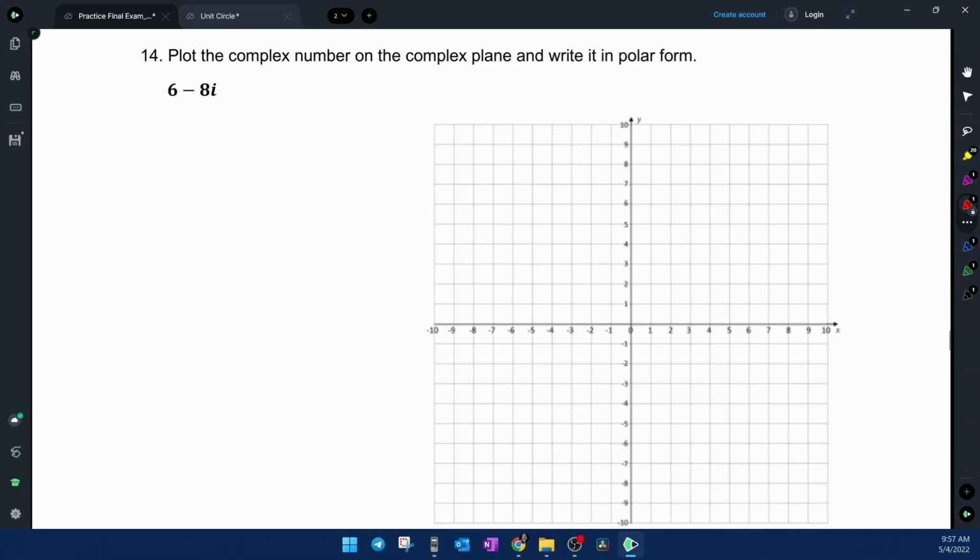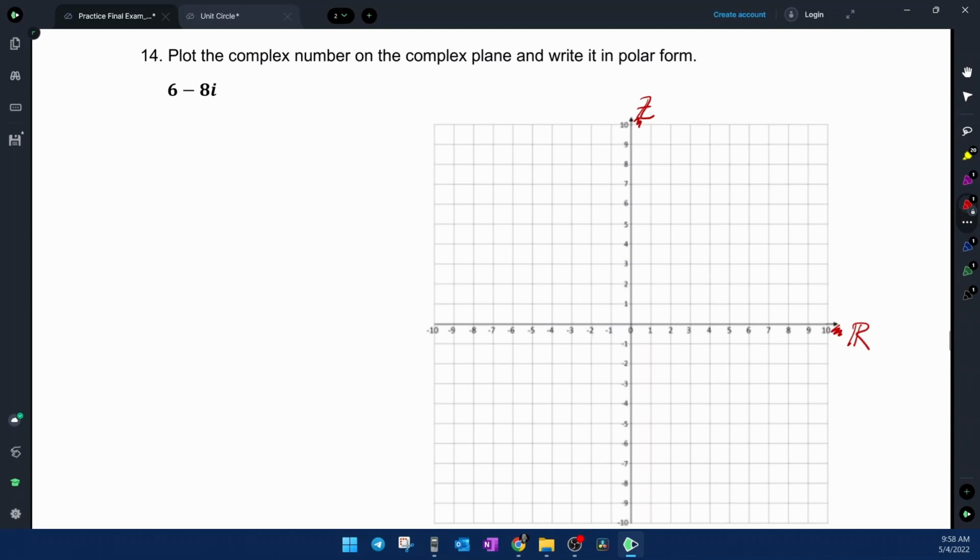Number 14, they want us to plot the complex number in the complex plane. Notice that my axes are labeled X and Y. I don't know if you can see that or not, but we're going to scratch those out. In the complex plane, the x-axis is the real axis, and the y-axis is the imaginary axis, okay? So you can label those whatever you want. Just understand the x-axis is the real part, and the y-axis is the imaginary part.